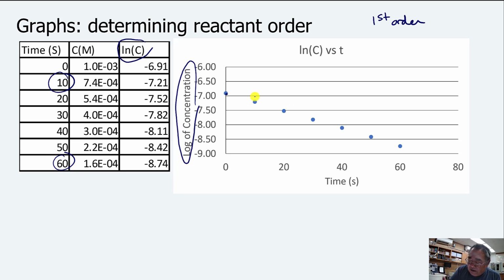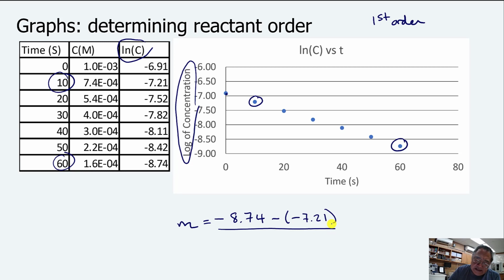Okay, so I'm going to use this data point and this data point because they follow the trend well. They follow the best fit line, which is what we call that straight line. So to calculate the slope, m is equal to minus 8.74 minus minus 7.21, divided by 60 seconds minus 10 seconds.